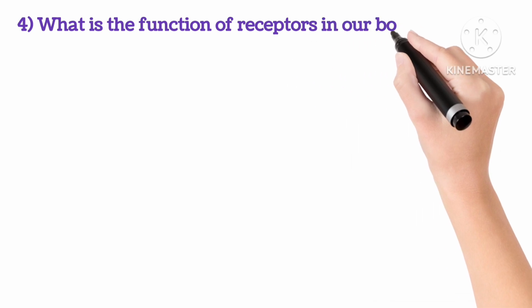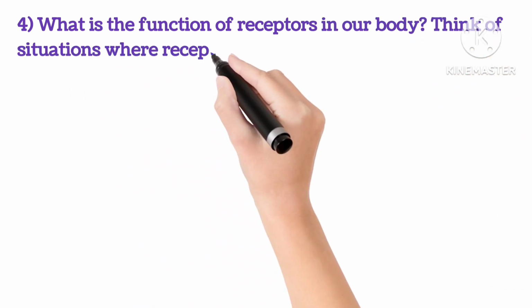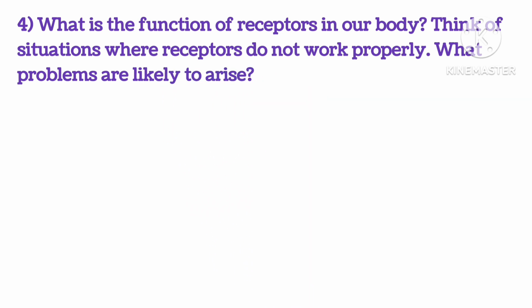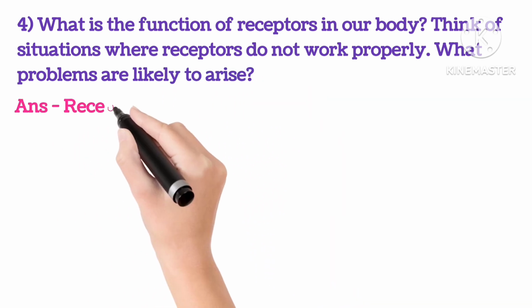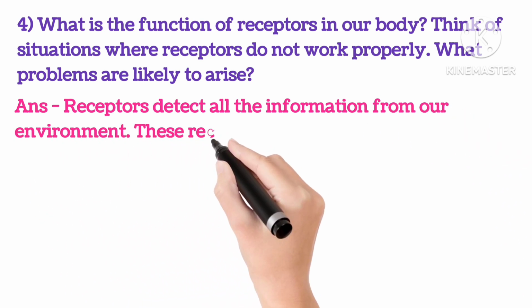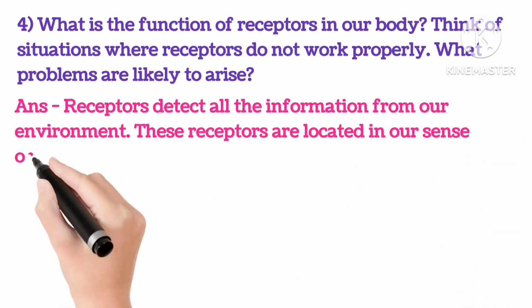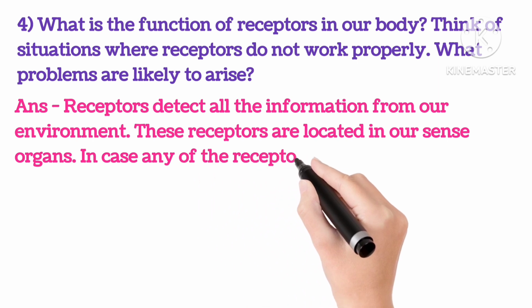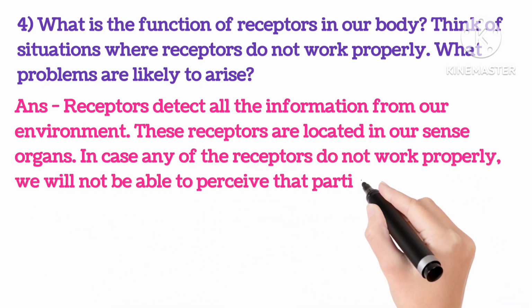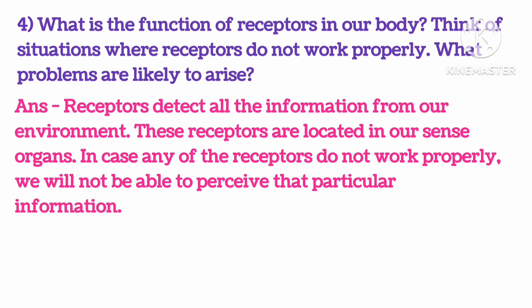Fourth, what is the function of the receptor in our body? Think of a situation where receptors do not work properly. What problems are likely to arise? Receptors detect all the information from our environment. These receptors are located in our sense organs. In case any of the receptors do not work properly, we will not be able to perceive that particular information.